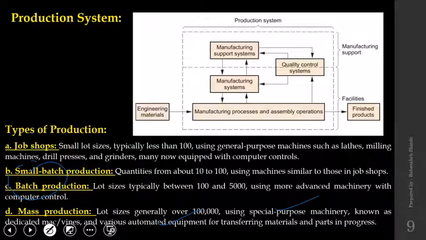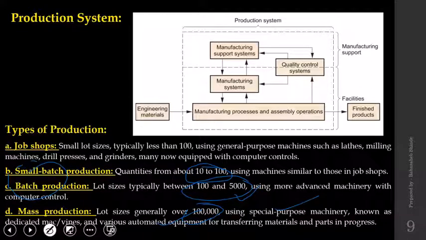So it would not be like you are manufacturing a single product. There would be a batch. That batch could be from 10 to 100 components, or in some cases 100 to 5,000 also. So the maximum could be 5,000. But if you compare with this 1 lakh, that is quite less, right? So if that is the quantity of production units, then that is called batch production.